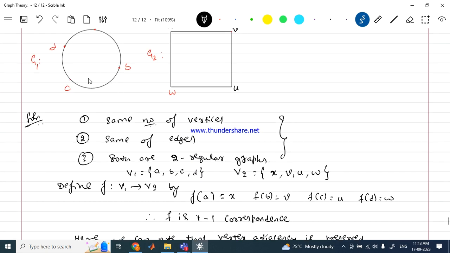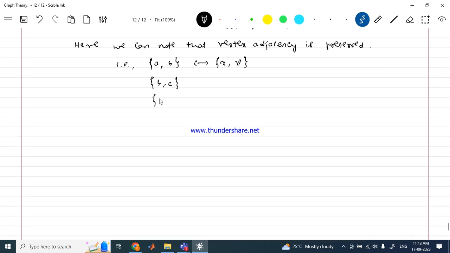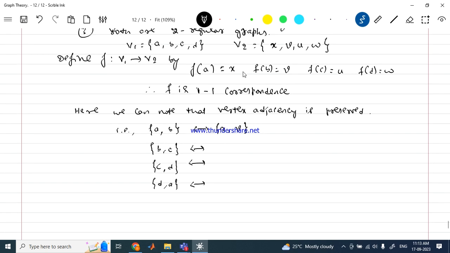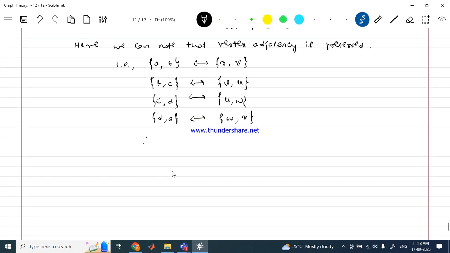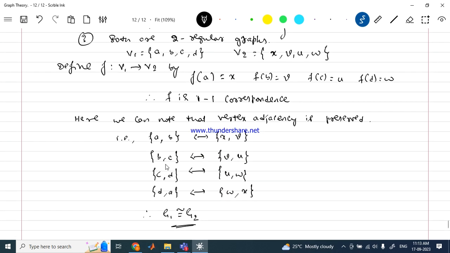Next we have CD, DA. Okay, this edge is mapped to what? Image of B is V. Image of C is U. Image of D is W, and image of A is X. So therefore G1 is isomorphic to G2. That's all. It is so simple.